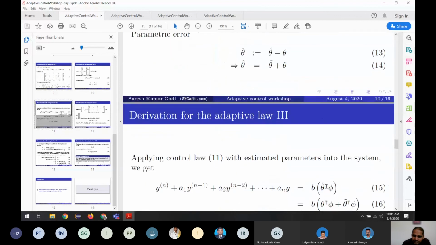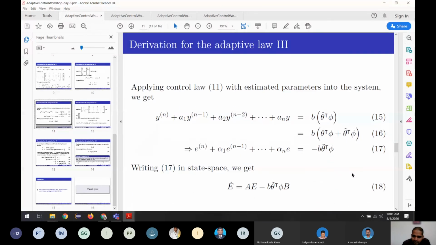So it is here theta transpose phi, theta cap transpose phi, but we know theta cap is the sum of these two. So we write this as theta transpose and theta error transpose. What we are doing is dividing the estimate into two terms: something we know is true, and something that is error.